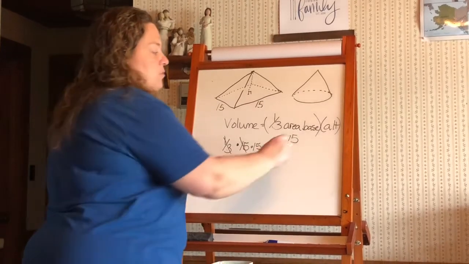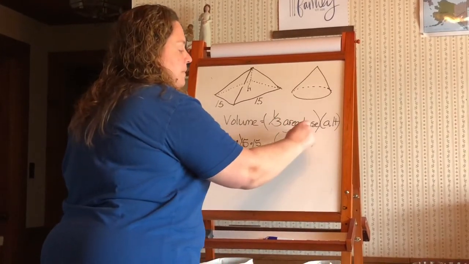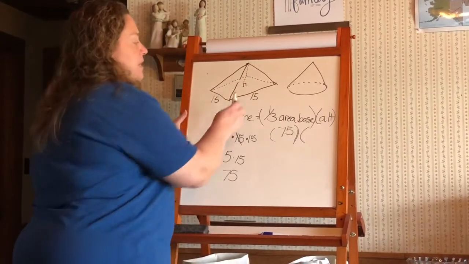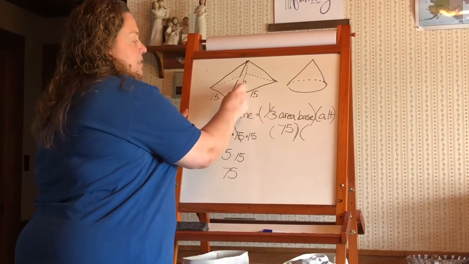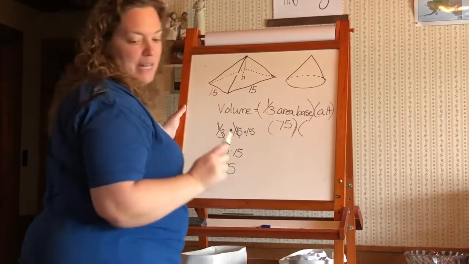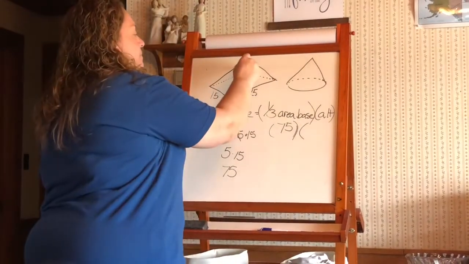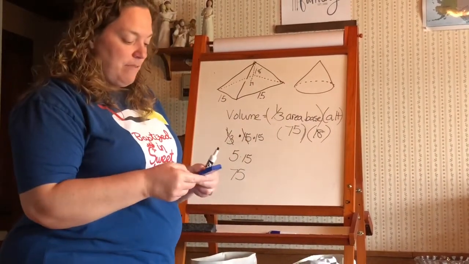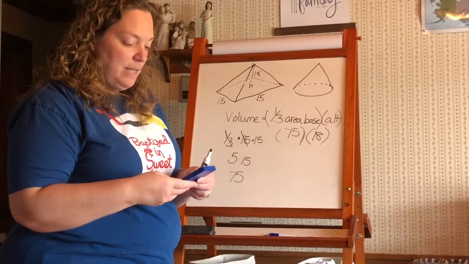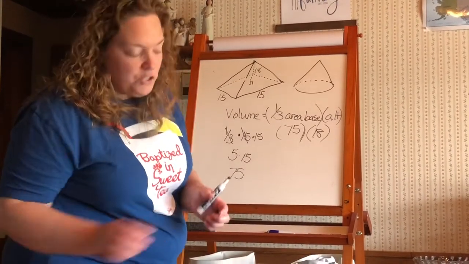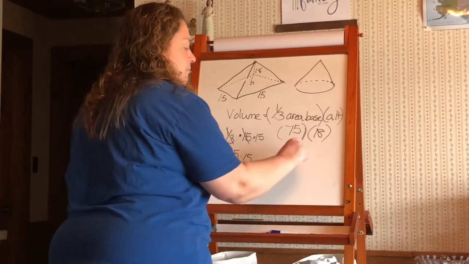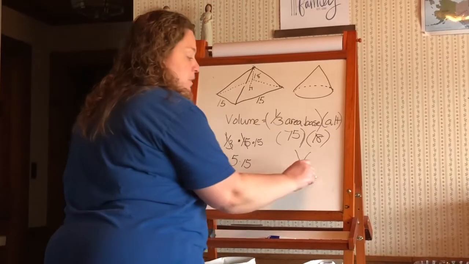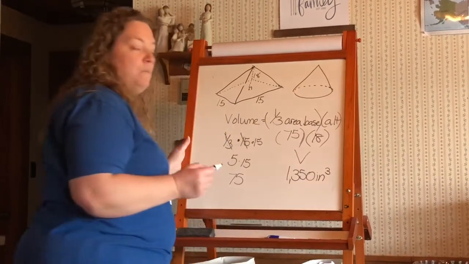Well, now we have to do the altitude. The altitude, if you look in the picture, it's given to us. Now the altitude of a pyramid goes from the center point of the base up to the vertex. And they tell us that that is 18. So now we're going to do that times 18. 75 times 18 is 1,350. Now, we're finding volume. The unit of measure is inches, and because it's volume, it's cubed.